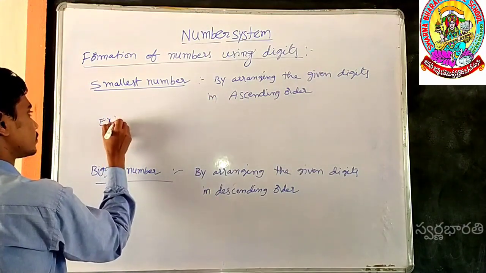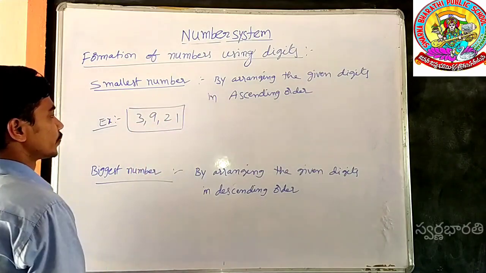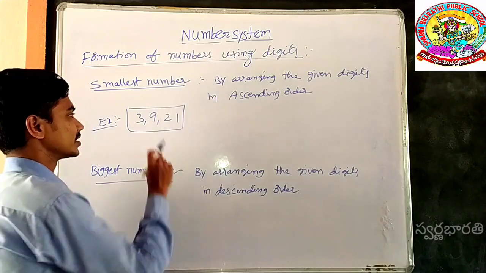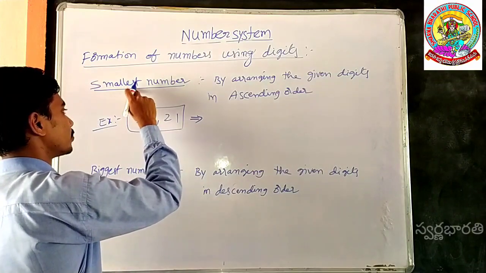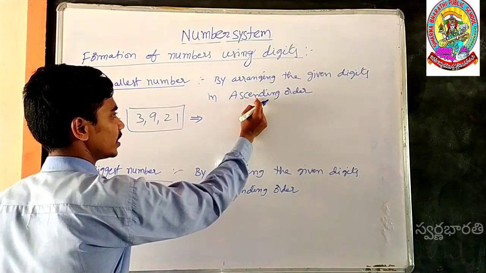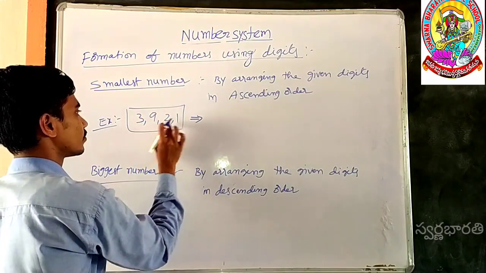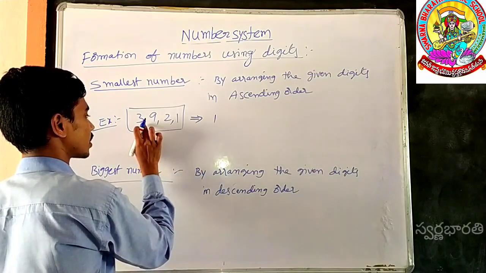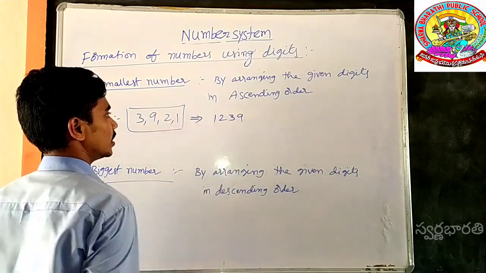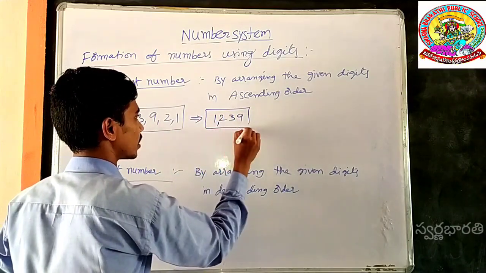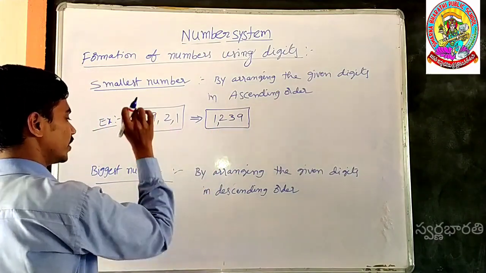For example, 3 9 2 1. These are the given digits. Try to frame a 4-digit number by using these given digits. If you want to form a smallest number, you simply arrange in ascending order. Ascending order means smallest to biggest. Here the smallest digit is 1. Next smallest digit is 2. Next one is 3. Next one is 9. 1239 is the possible smallest 4-digit number formed by the given digits.